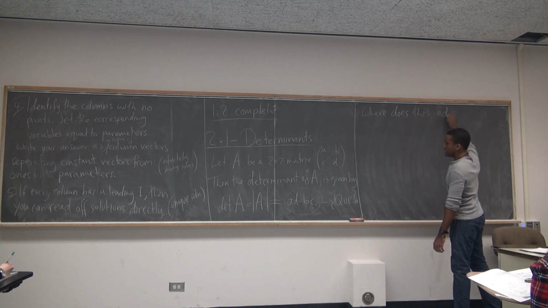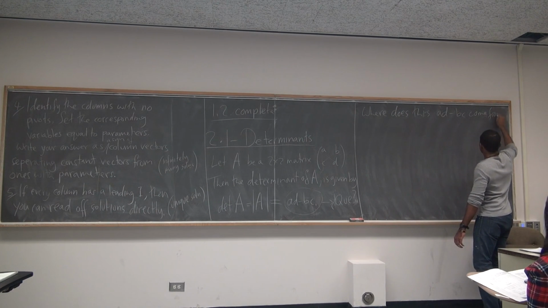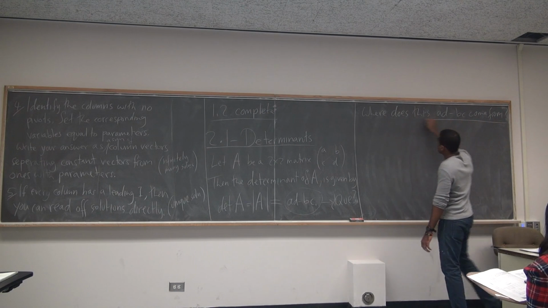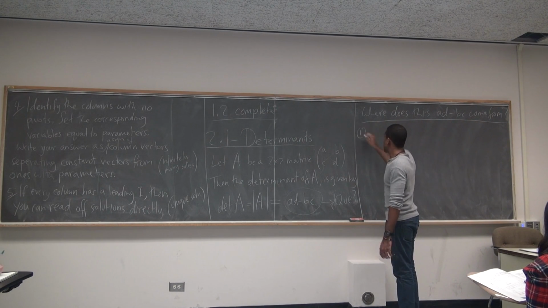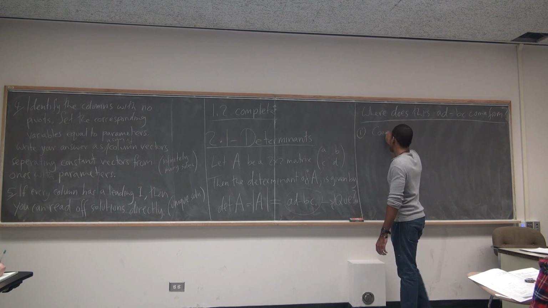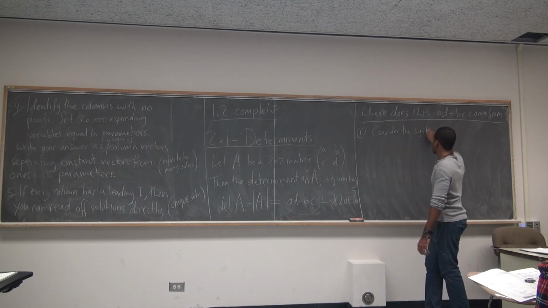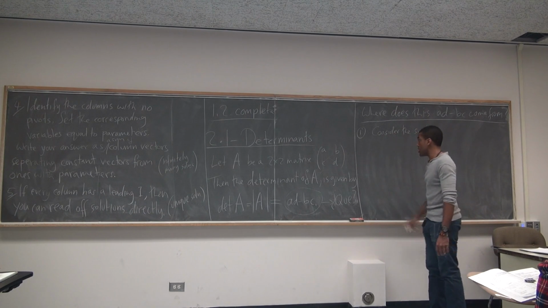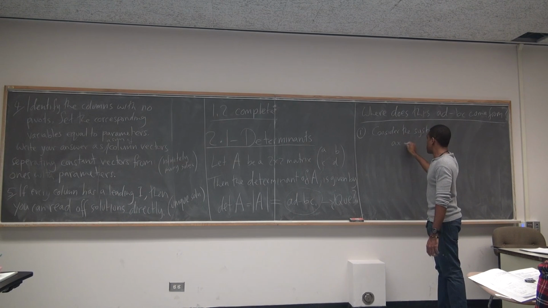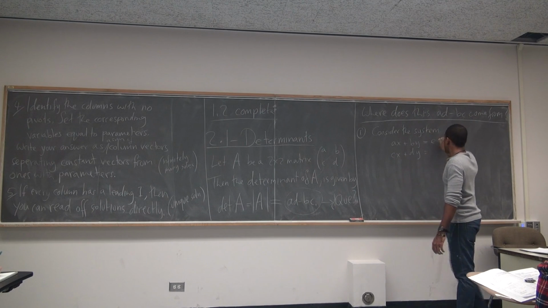Where does this AD minus BC come from? Let's look at one thing. Consider one interpretation, consider this. I'm considering a system that has coefficient matrix A, right? AX plus BY equals E, CX plus DY equals F.